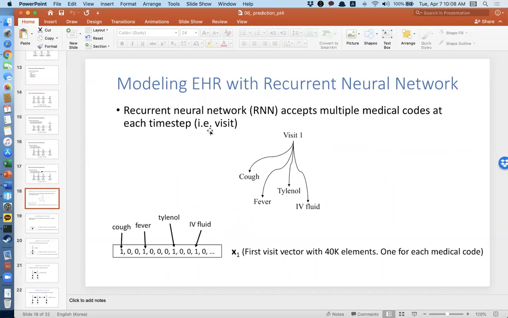All right, modeling EHR with RNN. A recurrent neural network accepts multiple medical records at each time step, because multiple things happen, for example in visit one. So your input could be a very long vector, like a 40,000 dimensional vector, and it'll be very, very sparse. Some very small number of dimensions will have the value one, like cough, fever, Tylenol, ibuprofen. They will be turned on to one, but all the others will be zeros, so it'll be 99% zero. So X1, the first visit vector, has 40K elements, one for each medical record. It's like a raw representation of your first visit.